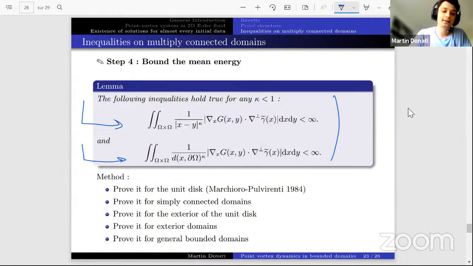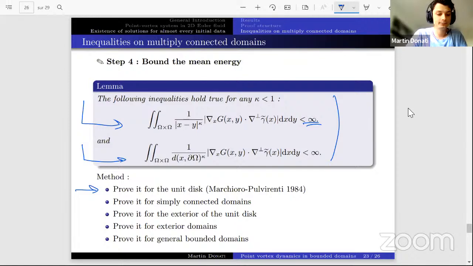You have to prove that those two particular estimates are true. And you just have to prove that these integrals are finite, actually. So this is what Marco and Pulverenti first did in the case of the unit disk. They could do that because in the case of the unit disk, all functions are explicit. So they simply, if I may say, did the computations and proved that this is true. And in the case of general domains, we have to extend those formulas.